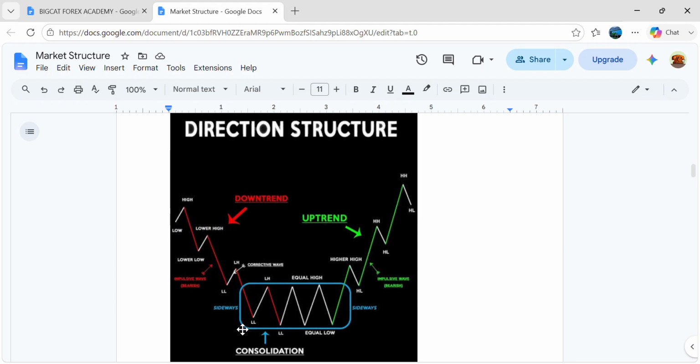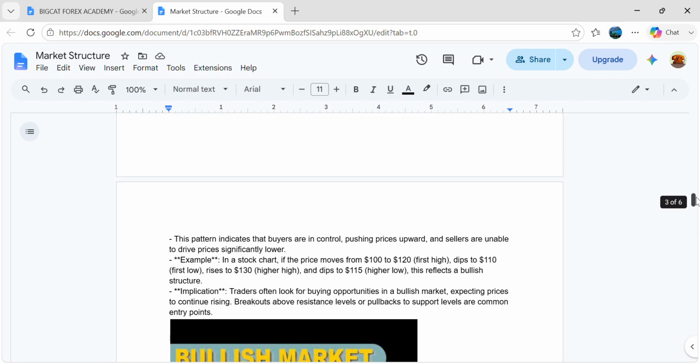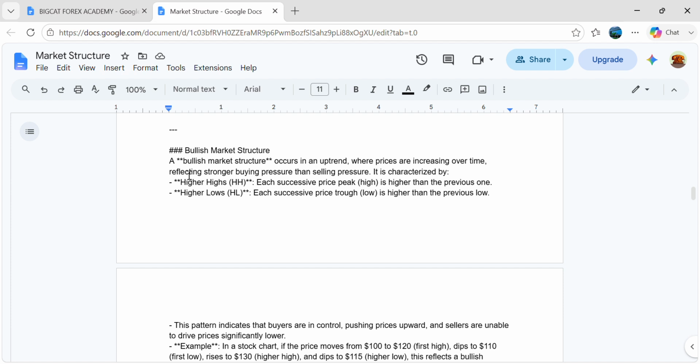It's an opportunity for you to sell. And this is a consolidating market structure, a ranging market structure that is not giving you any direction. So look at what it says in the bullish market structure.